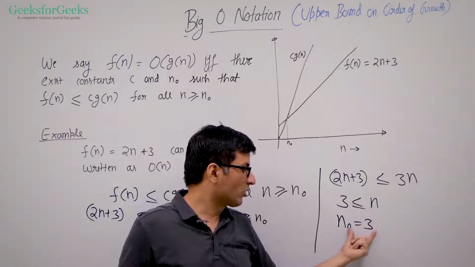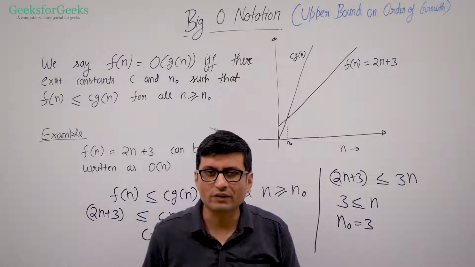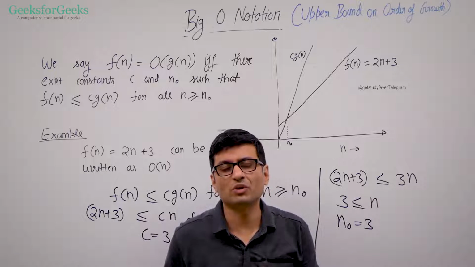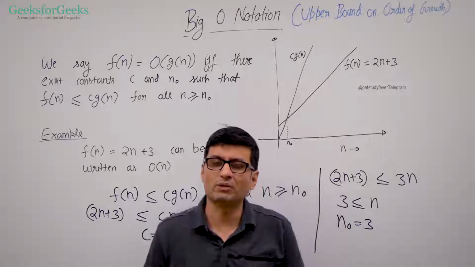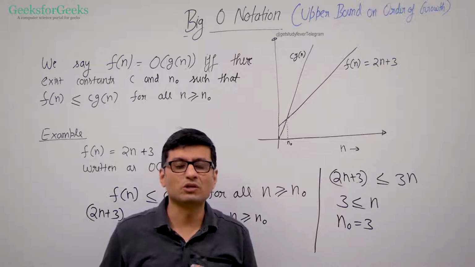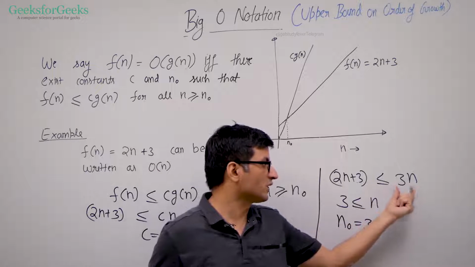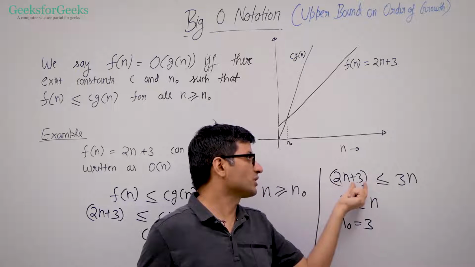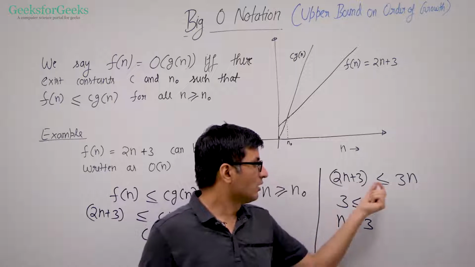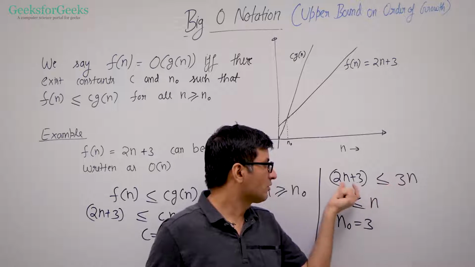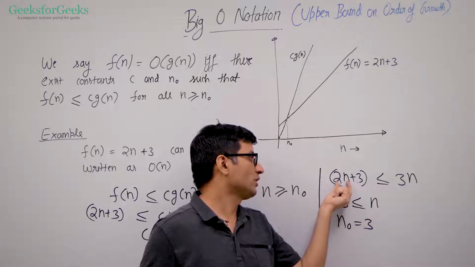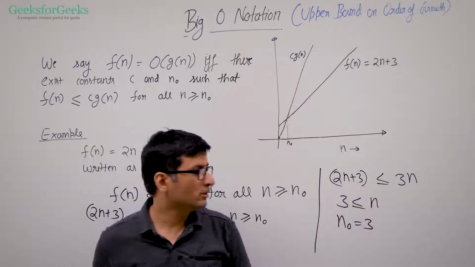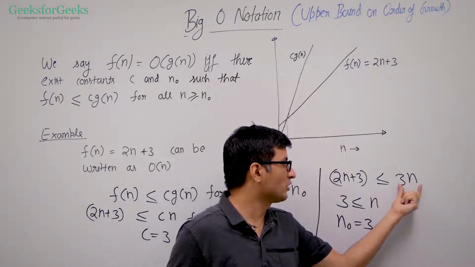After n naught equal to 3, for all values of n, 3n is going to be greater than or equal to 2n plus 3. You can try putting some values. If you put n equal to 4, you will see that this is greater. 3 into 4 is 12, 4 into 2 is 8, 8 plus 3 is 11. 5 into 3, 15, 5 into 2, 10 plus 3, 13. So when n is greater than or equal to 3, this value is always greater than or equal to 2n plus 3.